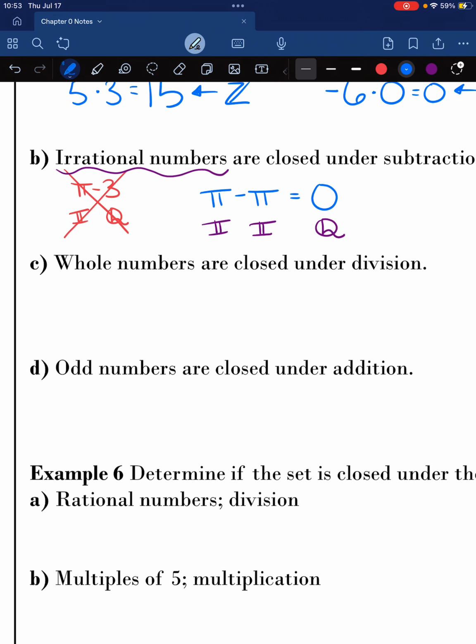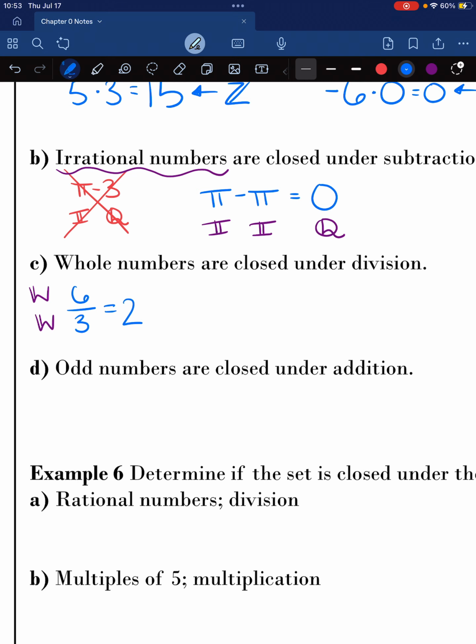Okay, whole numbers are closed under division. Again, we can think of things that make this true. 6 divided by 3. We have a whole number divided by a whole number. And my answer is a whole number. So it looks closed. But we don't need to prove this true all the time. We're just looking for one example that might prove this false. So what if I flip-flop those numbers?